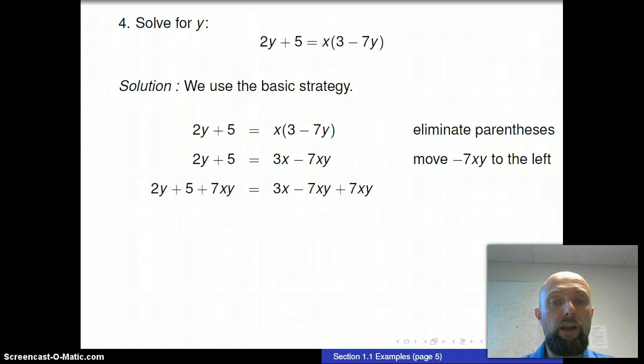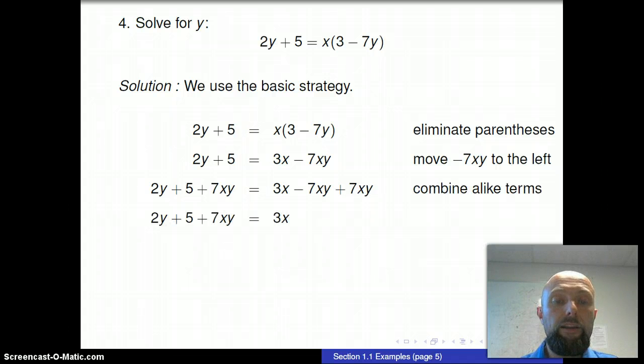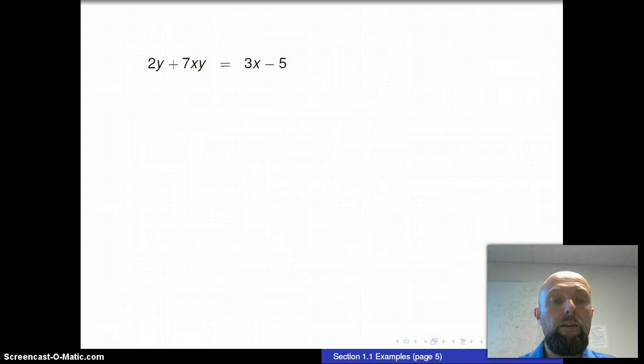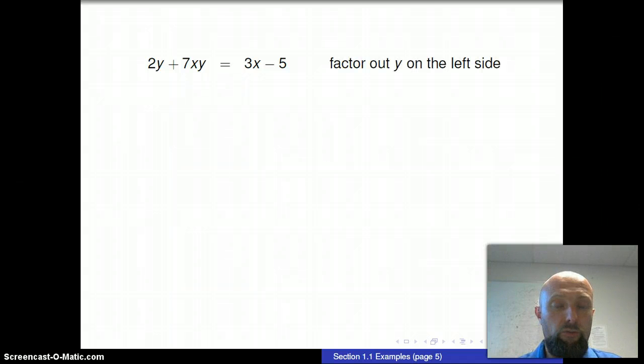We simplify by combining like terms. Next, we move 5 to the right by subtracting 5 from both sides. And simplifying by combining like terms. In order to isolate y, we first need to factor out y to figure out what the coefficient of y is. So we factor out y on the left-hand side.